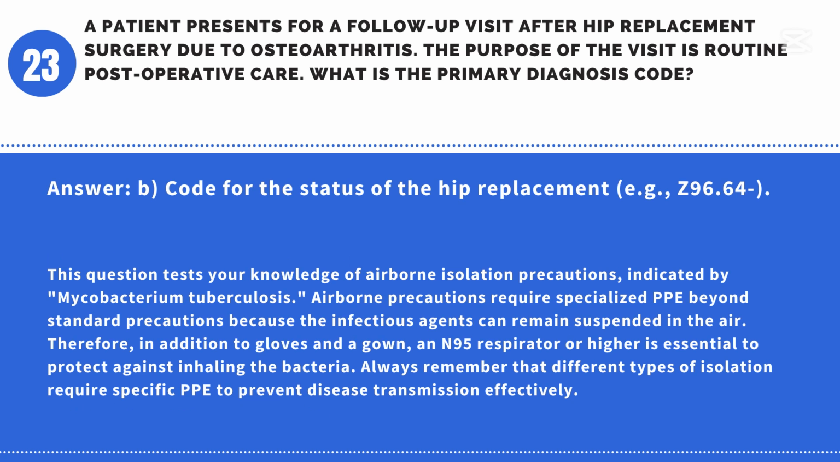Answer: B. Code for the status of the hip replacement, example Z96.64. This scenario involves coding for a patient with a medical device after surgery. The key is that the patient has a hip replacement.